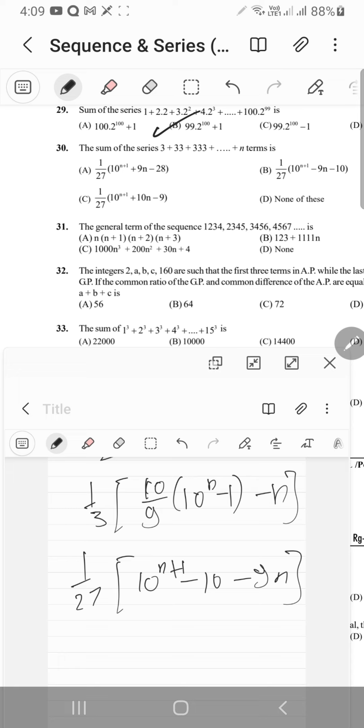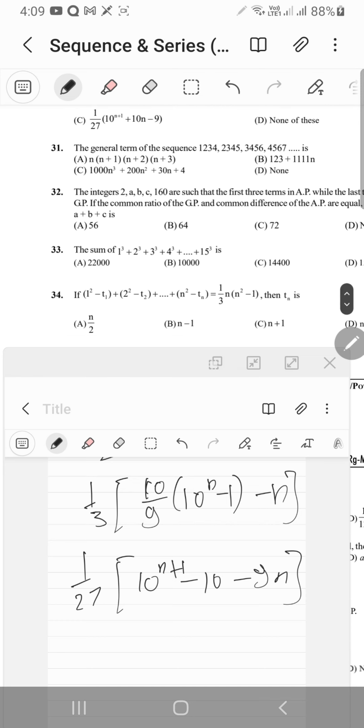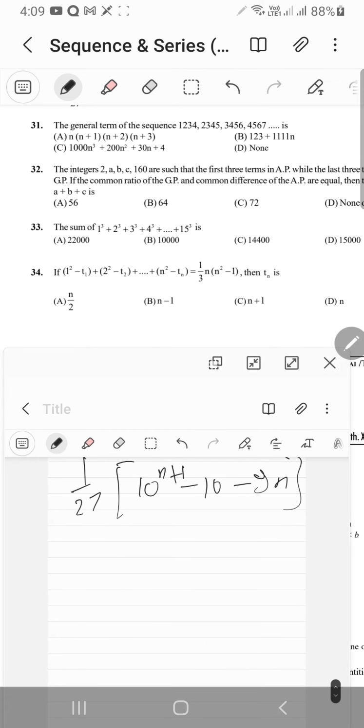Okay, this looks correct. Yes, the general term of the sequence is, what's this, 1 2 3 4, 2 3 4 5, 3 4. Okay, wow, this is weird. Think about it.